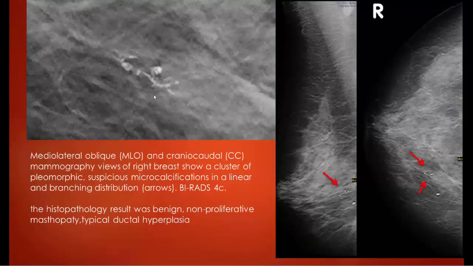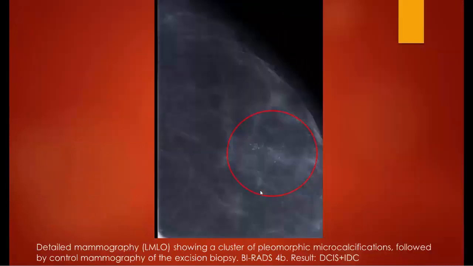This is MLO and CC, show right breast a cluster of pleomorphic suspicious microcalcification in a linear and branching distribution, categorized as BI-RADS 4C, proved by histopathology as benign non-proliferative mastopathy and typical ductal hyperplasia.